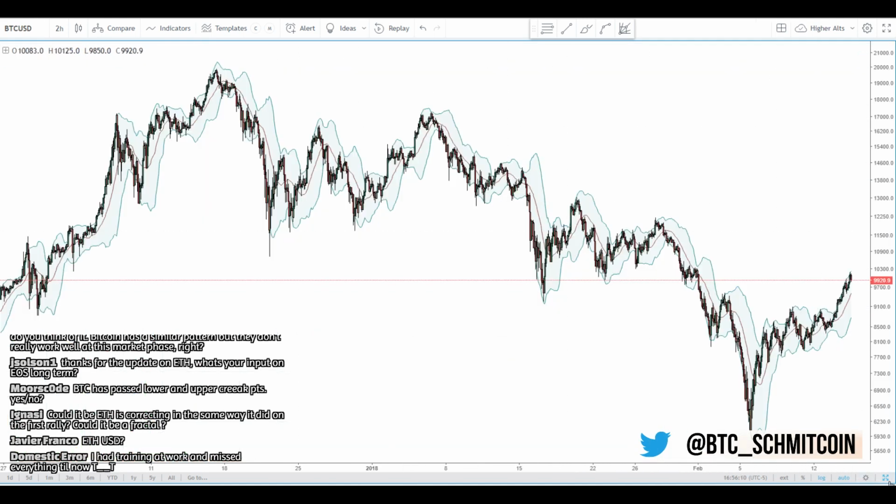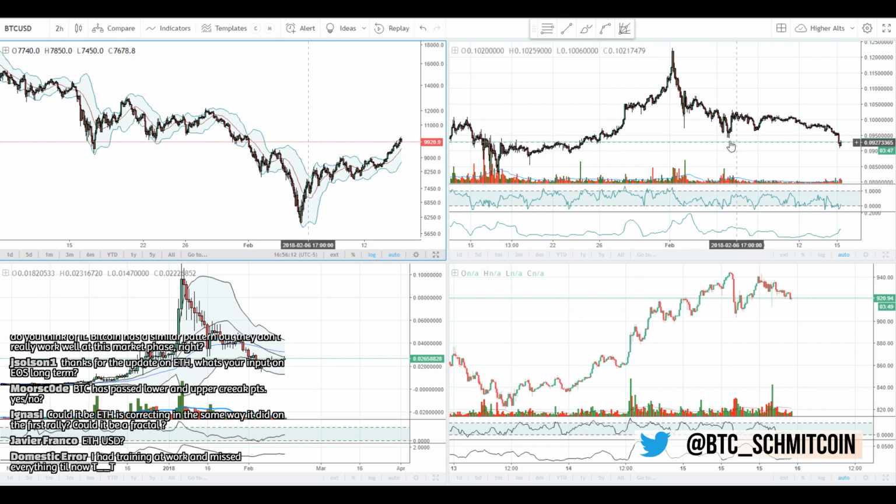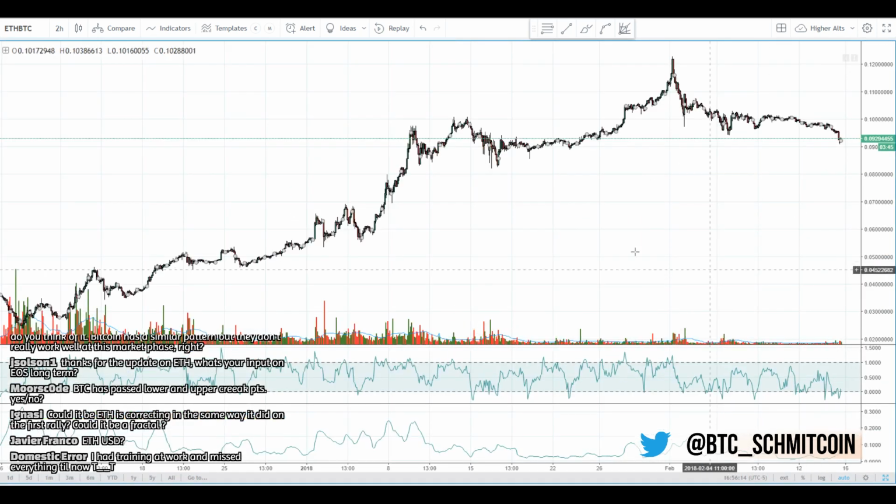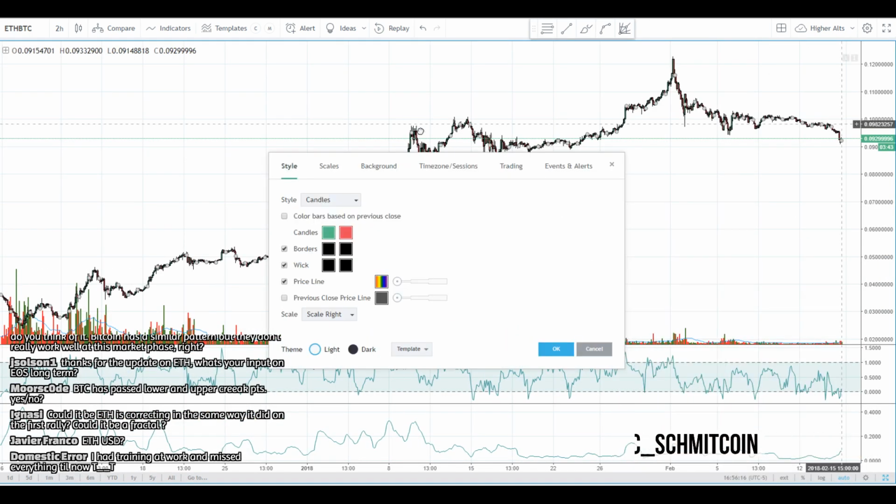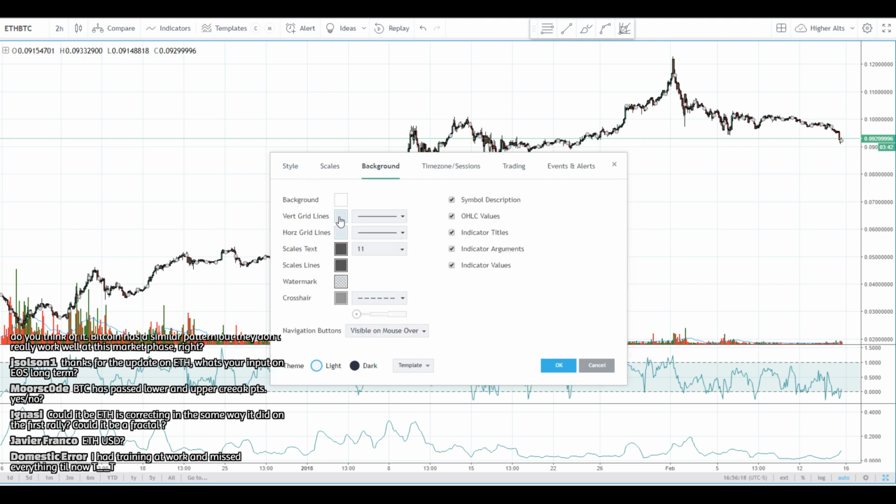Are you referring to... Why are all my charts like this? They have these shitty backgrounds now. It's so gross. Ew.